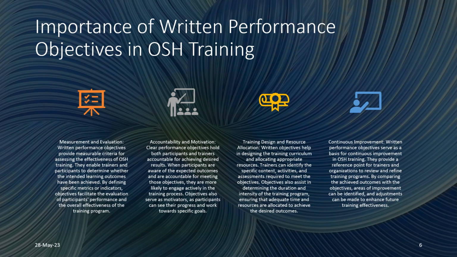At the same time, the written performance objective in our OSH trainings document provides continuous improvement, meaning that by comparing the achieved outcomes with the objectives that were set at the early stage of the training, some areas of improvement, some weaknesses, or some aspects can be improved from time to time.